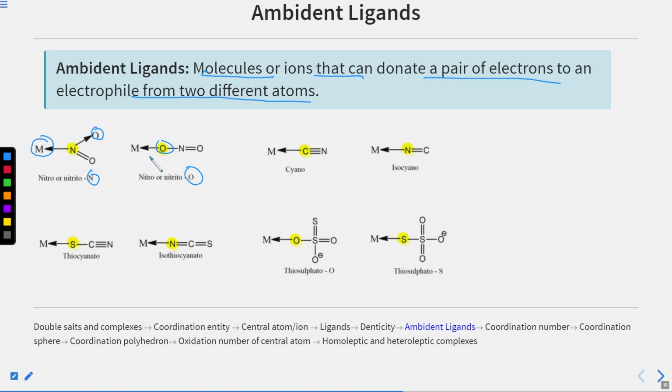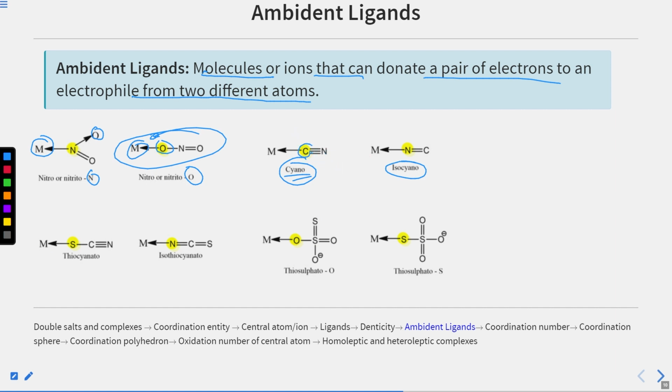So therefore it will not donate electrons. Here the oxygen does not have a complete valency. It has a negative charge here, so it will donate its electron to the metal. Second, we have cyano. So here cyano and isocyano.